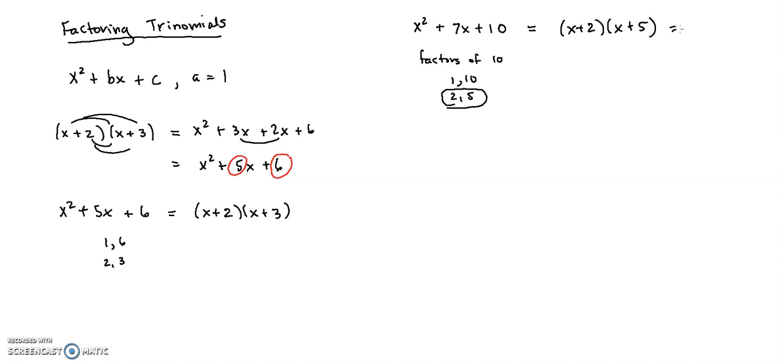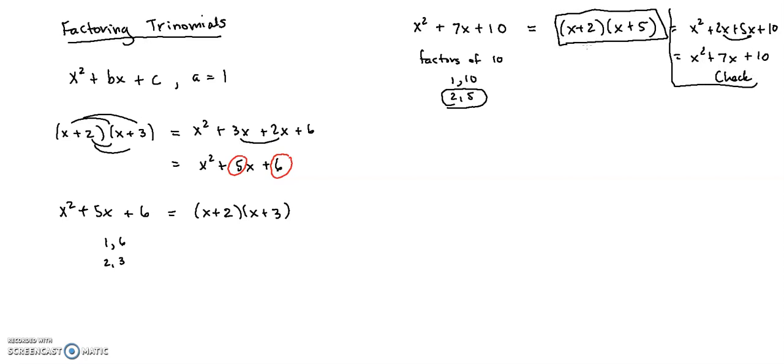Remember, you can always multiply it back out to check. We see we get 2 plus 5 is 7, and 2 times 5 is 10. So that's the checking part. Our answer does work: x plus 2, x plus 5.